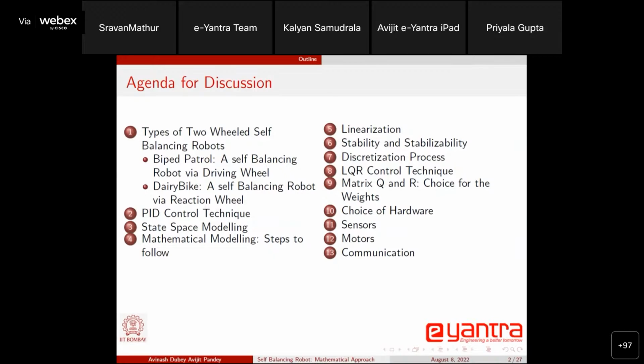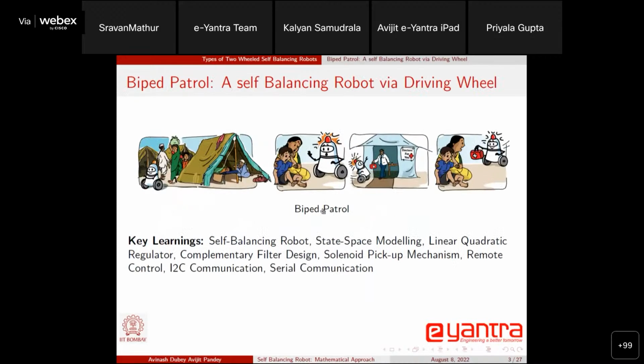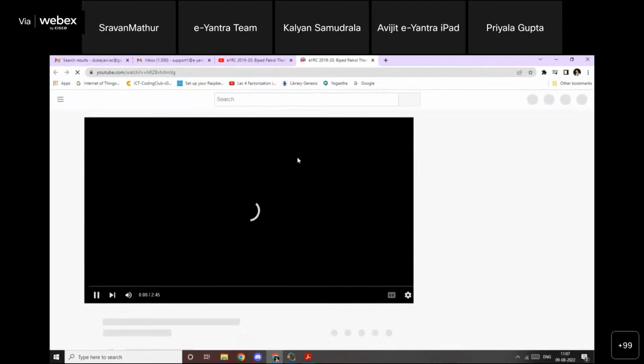And then Avijit will handle the other part of the session, that is dealing with CoppeliaSim and how to choose the right hardware for your self-balancing robots. Moving ahead, we will start with the first type of self-balancing robot, where we balance our robot via the driving wheel itself. To present that, I'll show you this video.